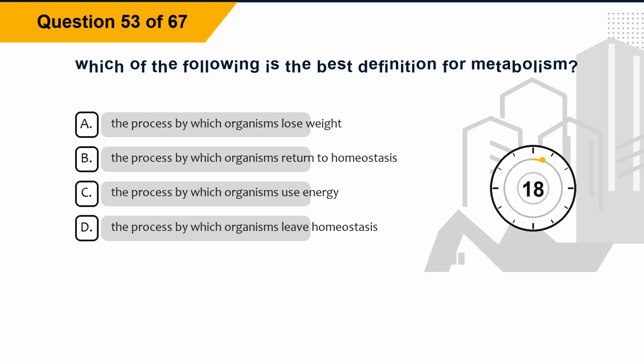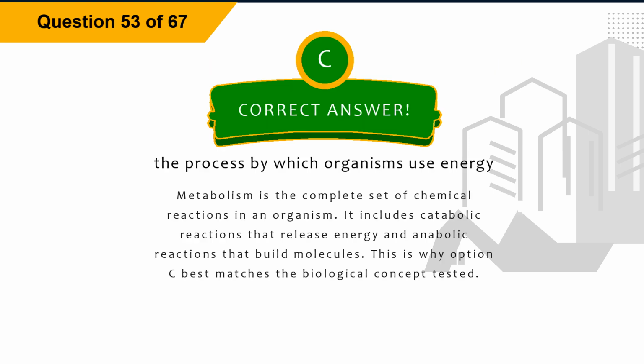Question 53. Which of the following is the best definition for metabolism? Option A, the process by which organisms lose weight. Option B, the process by which organisms return to homeostasis. Option C, the process by which organisms use energy. Option D, the process by which organisms leave homeostasis. The correct answer is option C, the process by which organisms use energy. Explanation. Metabolism is the complete set of chemical reactions in an organism. It includes catabolic reactions that release energy and anabolic reactions that build molecules. This is why option C best matches the biological concept tested.